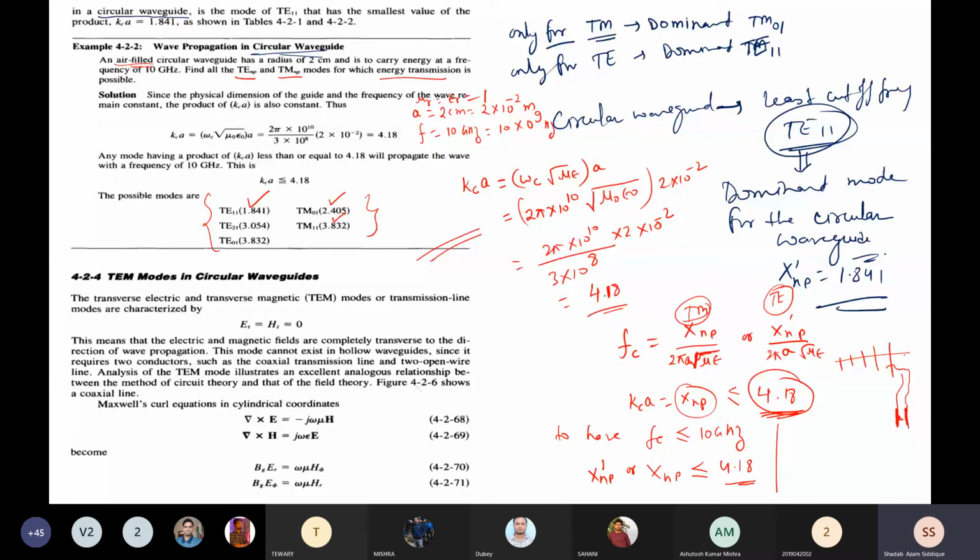So in that, EZ as well as HZ both will be zero. So transverse electric as well as transverse magnetic, so the fields will be transverse. That means our propagation will not be carried out by EZ and HZ. EZ and HZ will not be responsible to carry the energy. So the electric field and magnetic field will not be there in the Z direction. So EZ and HZ both will be zero. TEM mode is also called the transmission line mode.